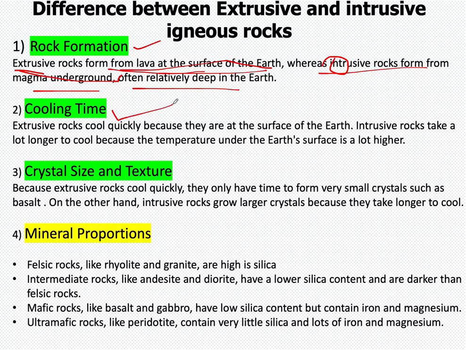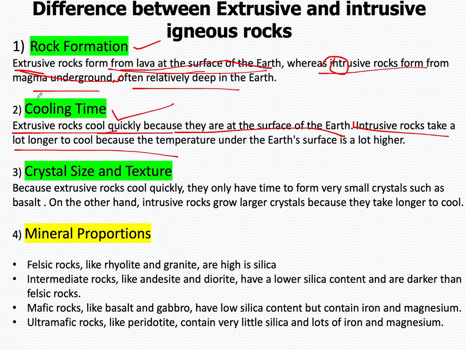Just imagine a rock which is formed at the surface. At the surface, the temperature decreases much more rapidly compared to deep in the earth. So extrusive rocks cool very quickly in general, because they are at the surface. That is what we discussed in the extrusive form. And intrusive rocks take a lot longer time to cool. Why? Because they are under huge pressure and temperature inside the earth. That's why they take time to cool.